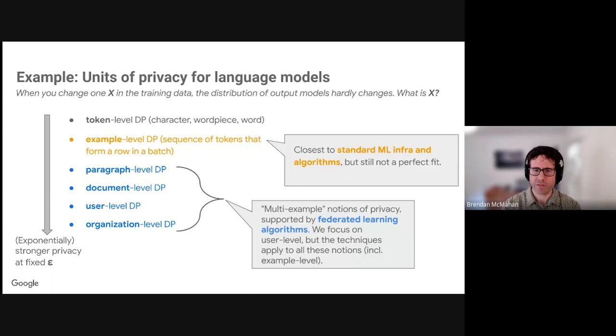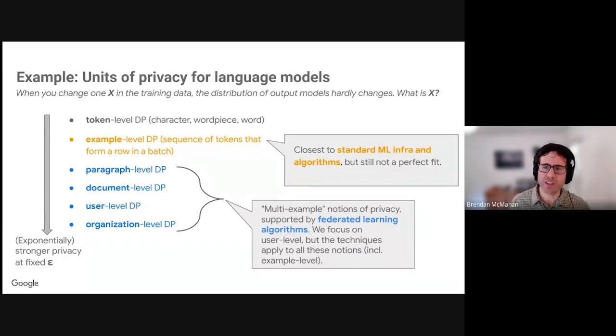The first thing that I think is sometimes underappreciated, at least in the research literature, is the importance of the unit of privacy in DP. So we don't need the formal definition of differential privacy for this talk, but a useful informal definition is that differential privacy says that when you change one X in the training data, the distribution of output models hardly changes, or changes in a quantified way.